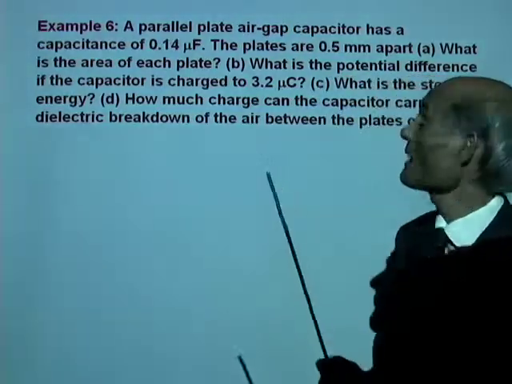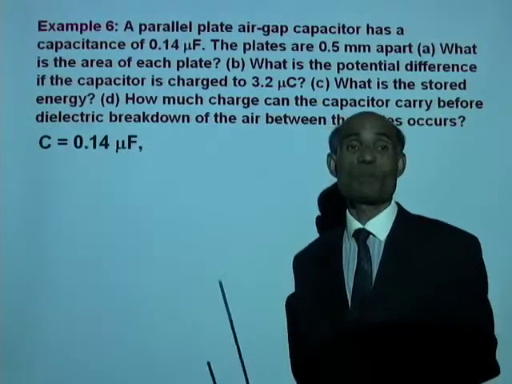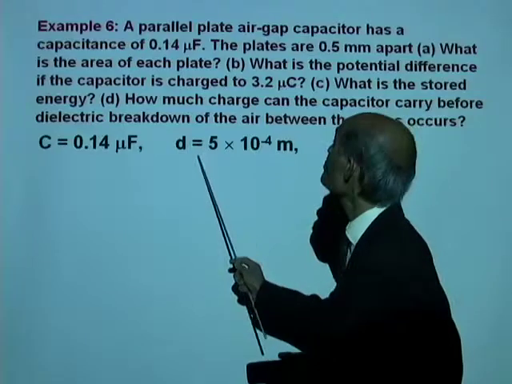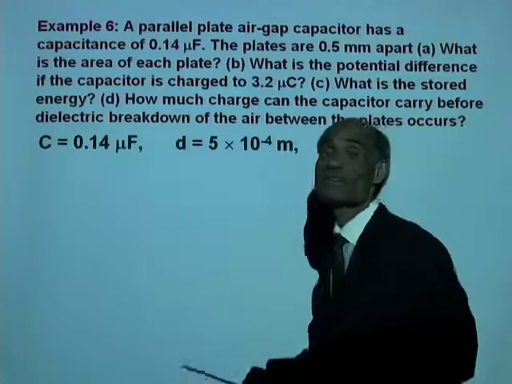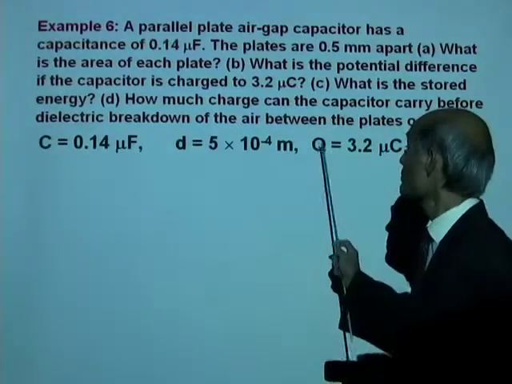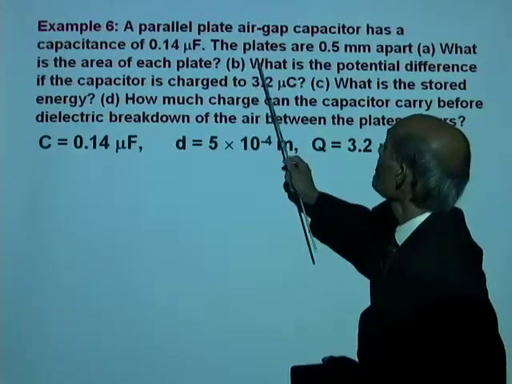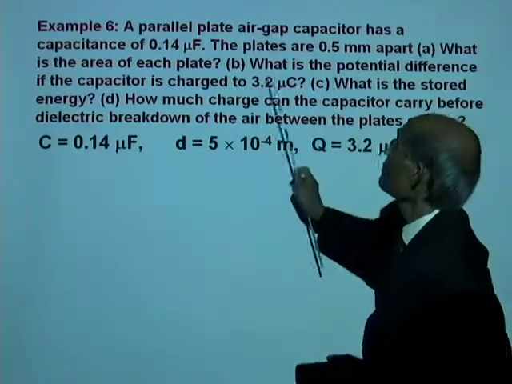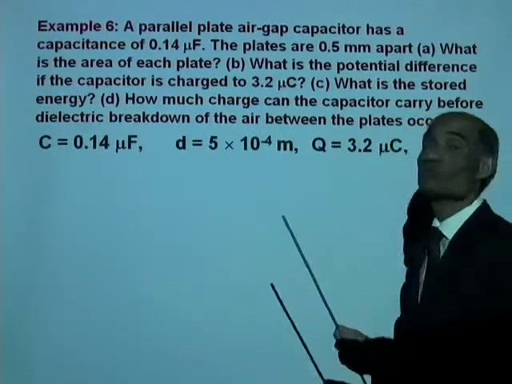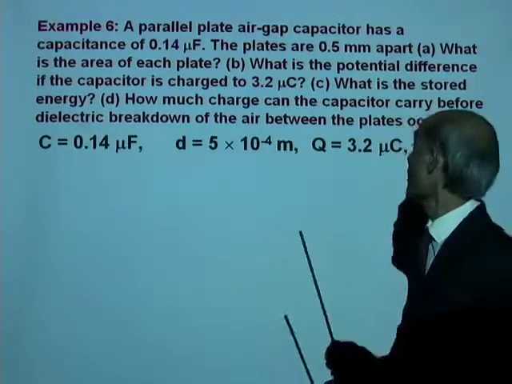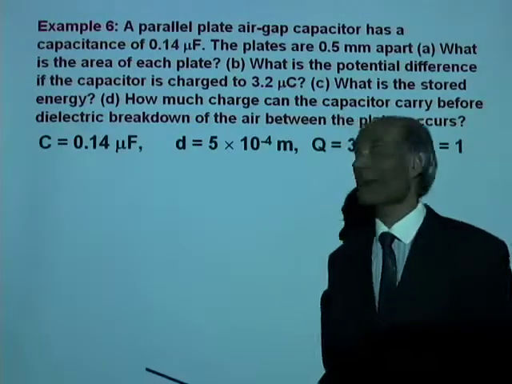Okay, let's see what are the given things. You are given the capacitance, that is 0.14 microfarad. The plate separation is 0.5 millimeter, which is 5 times 10 to the negative 4 meter. The charge on the capacitor plates, we need in B part, we want to find the potential difference when the amount of charge is 3.2 microcoulomb. Okay, and it's the air gap capacitor, kappa equal to 1.